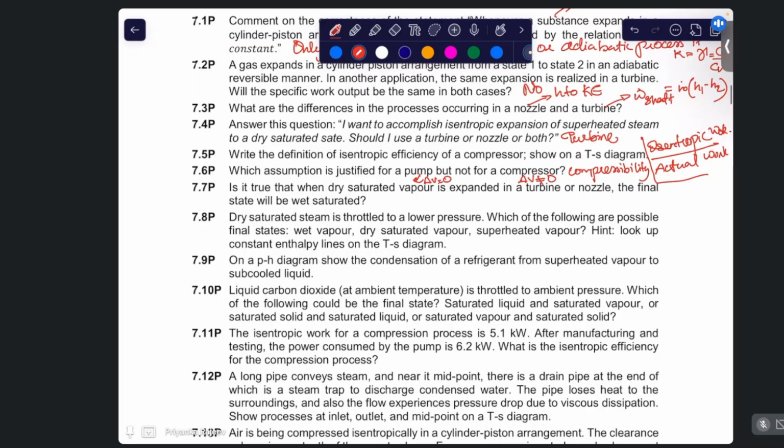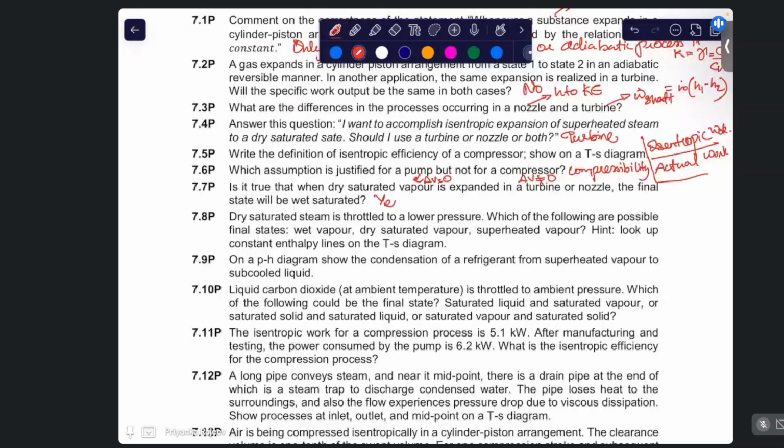Dry saturated vapor is expanded in a turbine or nozzle, final state will be wet saturated. That is correct, because as we expand saturated vapor isentropically, temperature and pressure both will drop. So we are going to get a two-phase region. One is this vapor, another is moisture, water. So if we have this dry saturated vapor and you isentropically expand, then you're moving towards the left side of the TS diagram or HS diagram. That is the wet region.